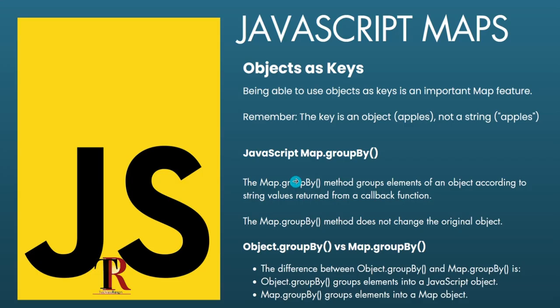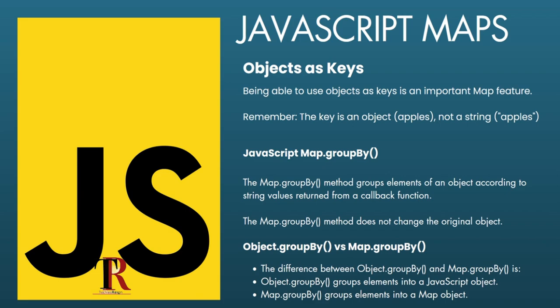In this lesson, we'll be talking about the map.groupBy method. In the previous lesson, we talked about how objects can be used as keys of a map object, and we were able to show how iteration can be done over it to get a desired output. Moving away from that, we are going to be talking about the groupBy method in this particular lesson.